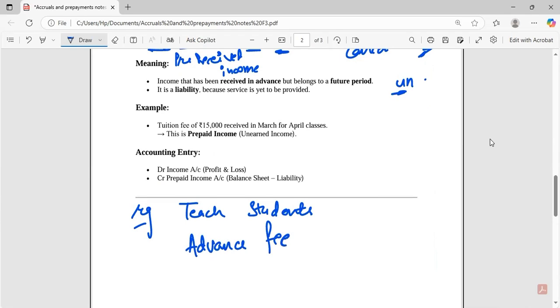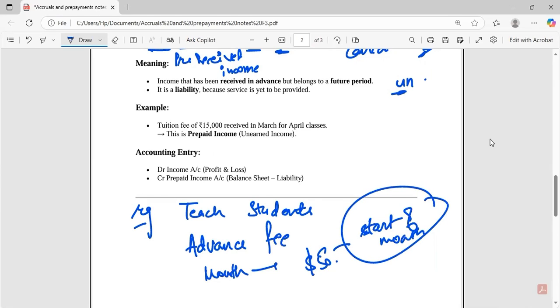That every month you have to pay me, say, $50. Okay, $50 you have to pay me every month, and you will pay this at the start of the month. It means you will pay me in advance. So see, I have received the money, but I have not yet done the service.